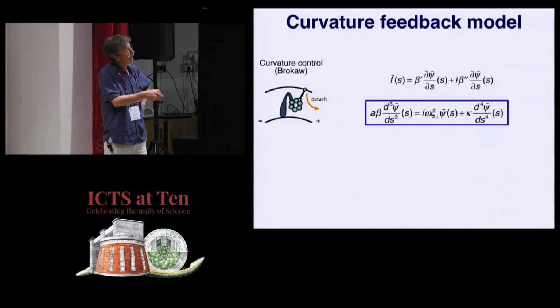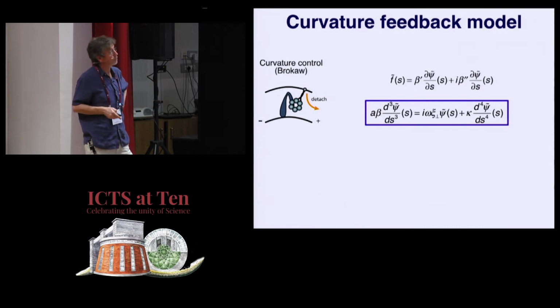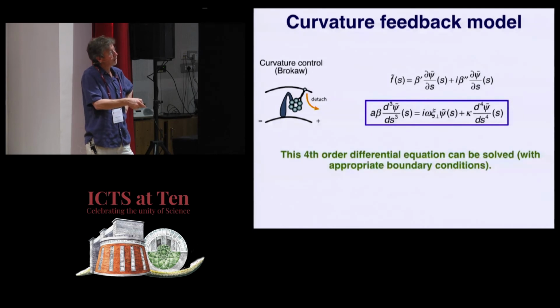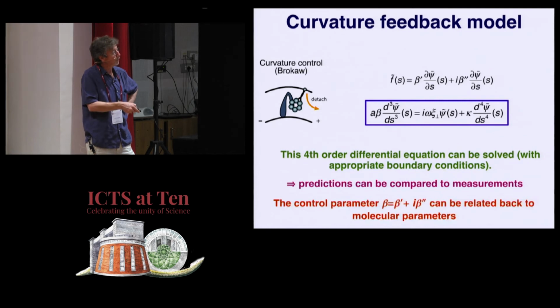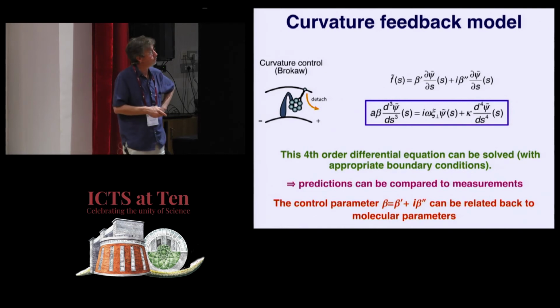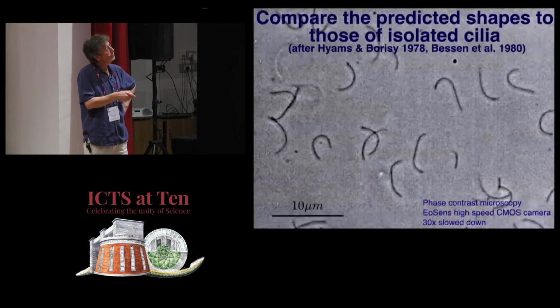If we now substitute this force equation back into the last equation, then we get this fourth order complex differential equation, which we can then solve with the appropriate boundary conditions. And then the solutions are predictions that can be compared to measurements. And we just have really a single control parameter, which is this beta, which corresponds to the real and imaginary components of the curvature sensitivity. We can compare this with the shapes.